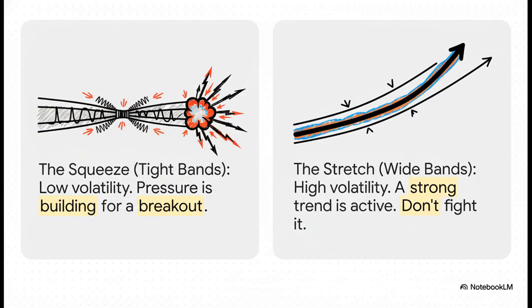When they squeeze really tight, it means volatility is super low. The market is quiet, maybe a little too quiet. That's a sign that energy is building up, like a coiled spring, just getting ready for a huge breakout. But when the bands stretch wide apart, that means high volatility. A powerful trend is already moving, and trying to fight it would be like trying to stop a freight train.